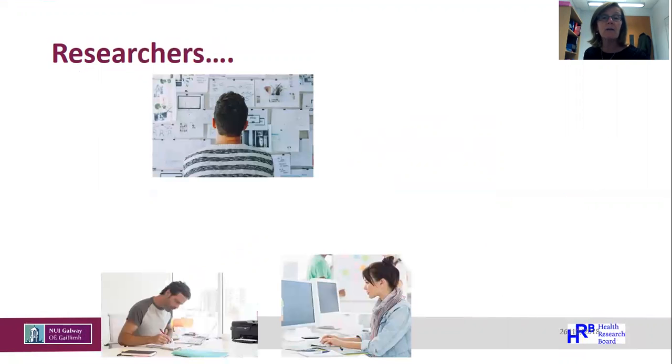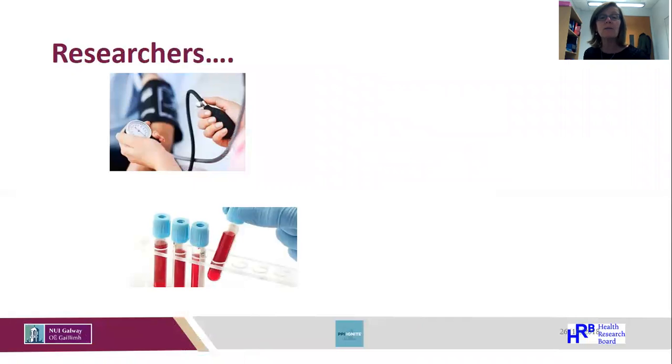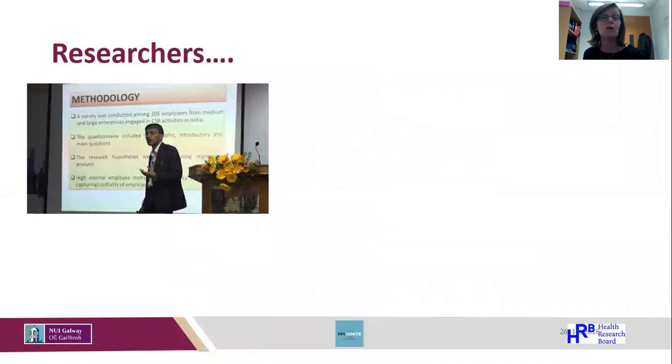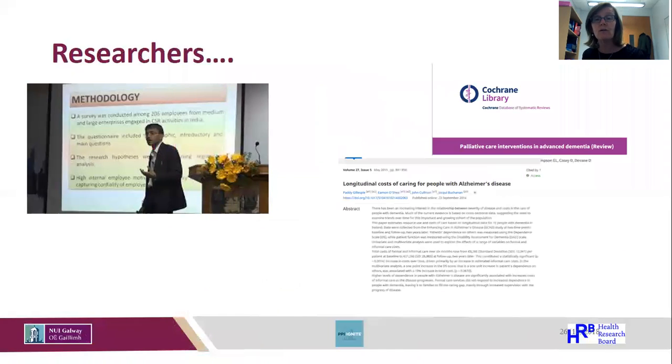Researchers work in labs, they work in the field, they collect data, very good at collecting health data, good at administering surveys, good at doing interviews, very good at presenting on their research at conferences, and very good at producing papers, reporting their research outcomes, and publishing them in academic journals.